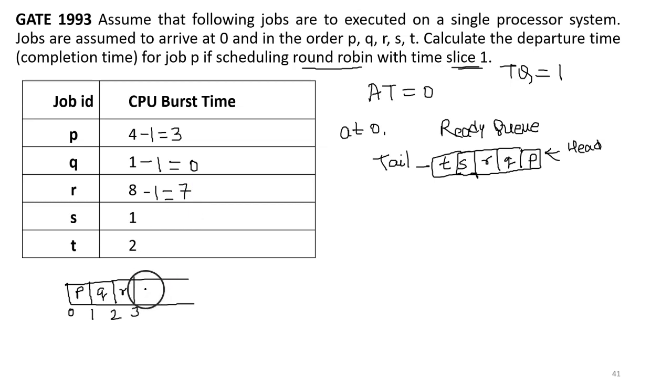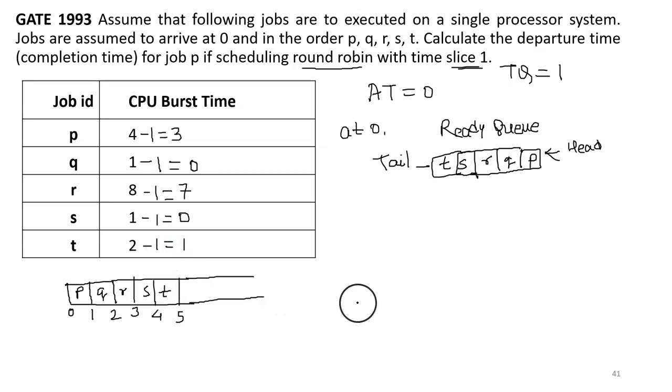After R, at 3, S will get CPU and will execute for 1. That is total time is 4. Here execution time of S and the time quantum, that is time slice given, is also 1. So this S will be successfully executed. After S, CPU will be given to T for 1 unit. So one part of T will be executed and remaining part of T is 1.